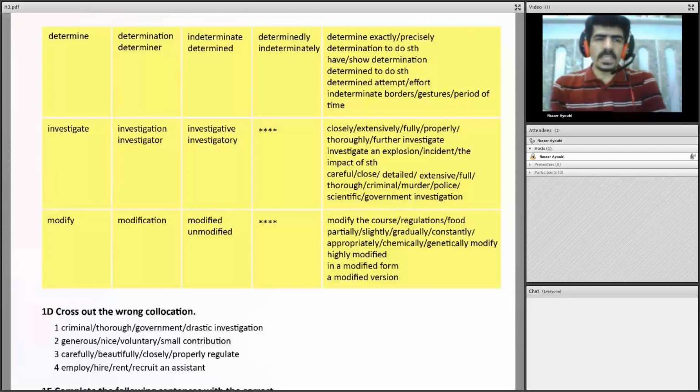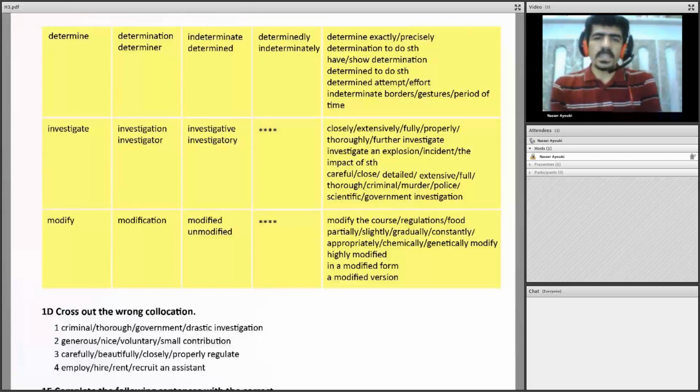Next one, investigate, investigation, investigator, investigative, investigatory. Investigative and investigatory both are adjectives and both are relating to investigating something. Investigatory is more formal than investigative. Collocations: closely investigate, extensively investigate, fully investigate, properly investigate, thoroughly investigate, and further investigate.